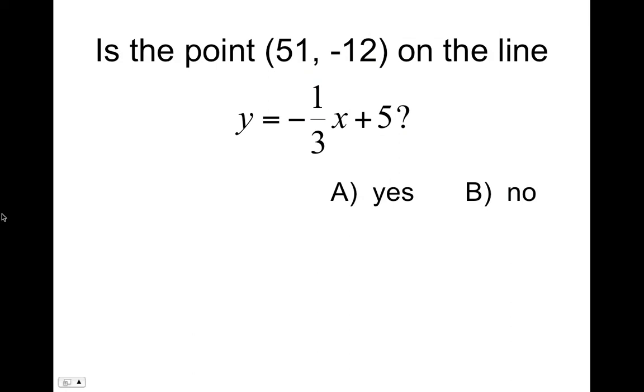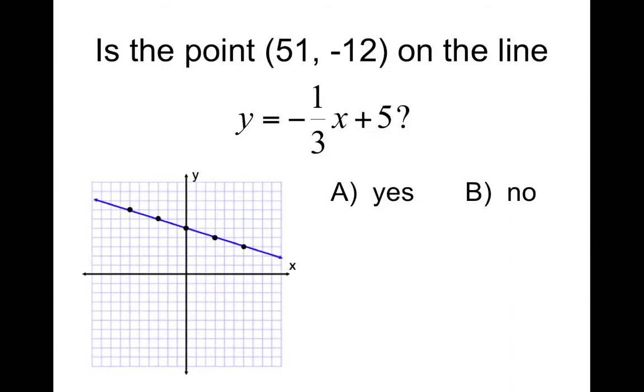Is the point (51, -12) on the line y equals -1/3 x plus 5? Well, wait a minute. That was the graph we were just looking at. Is that point on this line? Well, (51, -12): 51's all the way over here, and then down 12. It's kind of hard to tell from the graph.